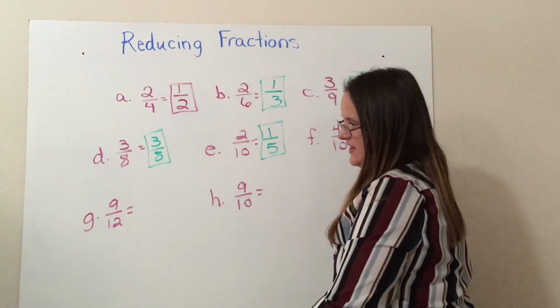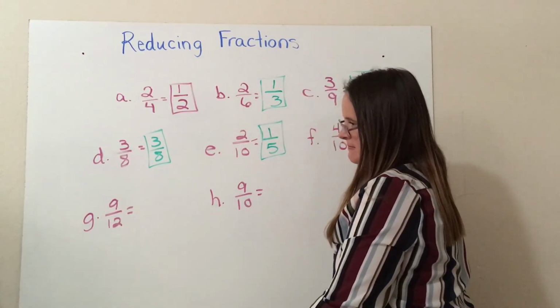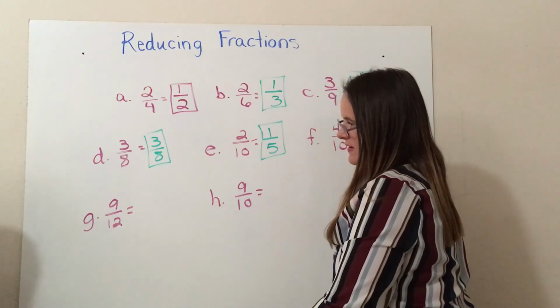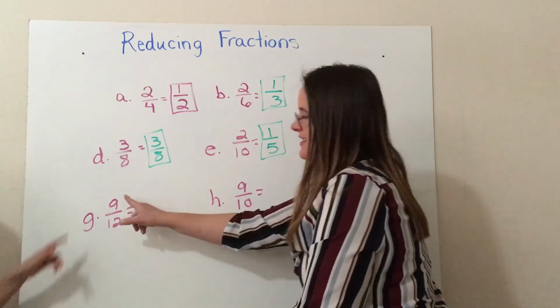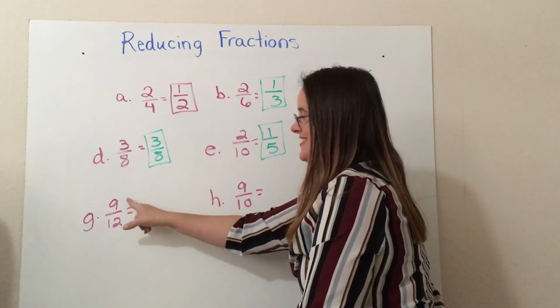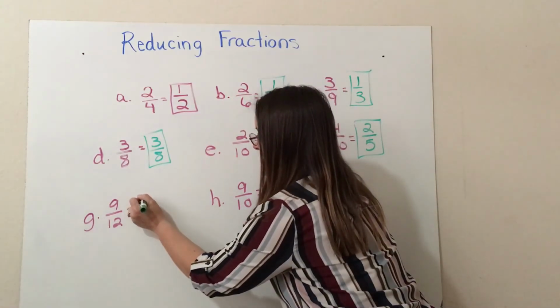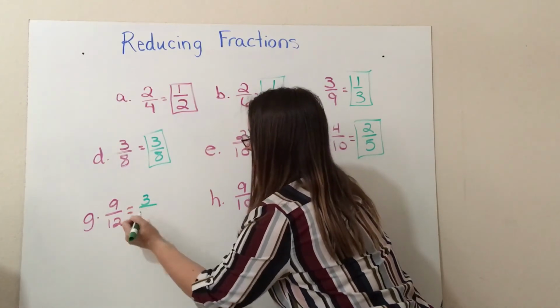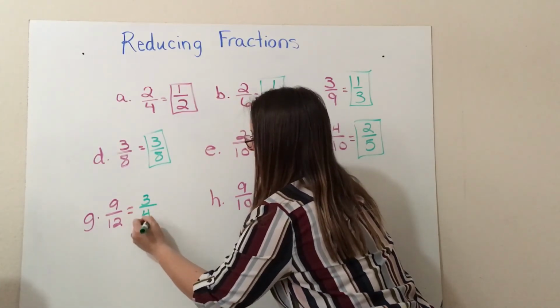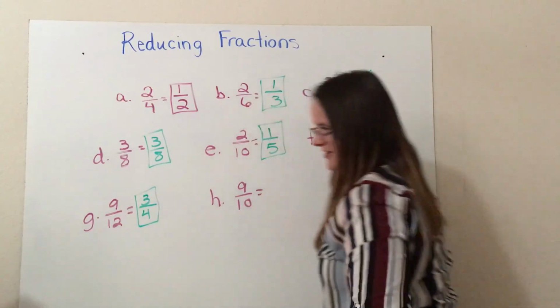9/12. What can I divide those both by? Those are only itself. Let's check. No, wait, they're both multiples of 3. We can divide by 3, right? What's 9 divided by 3? 3. And 12 divided by 3? 4. There we go. It did work.